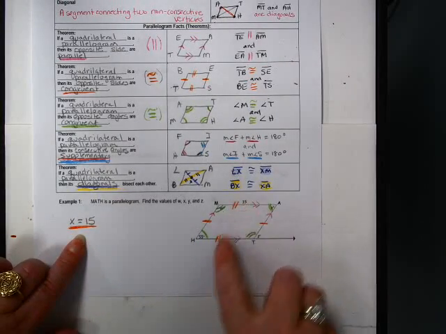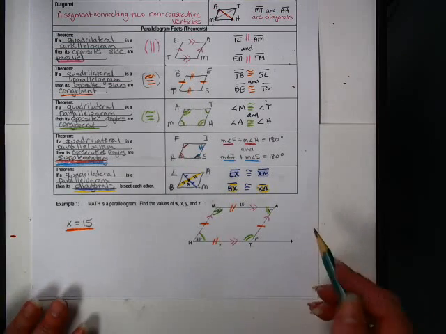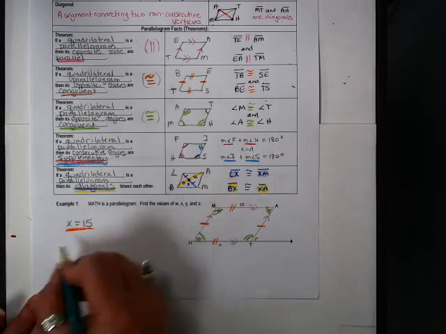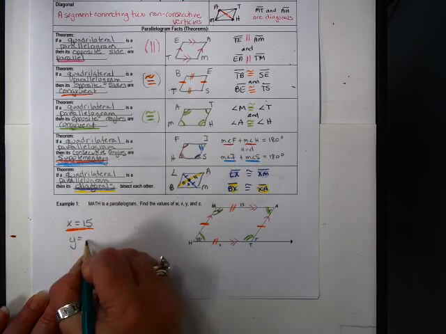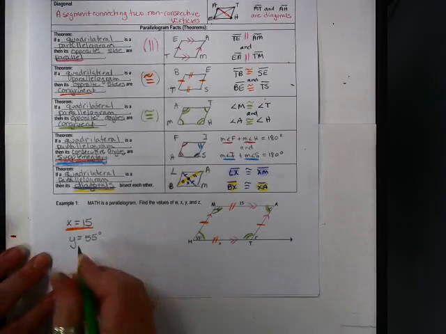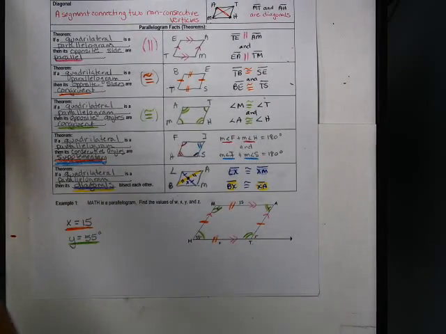Okay, so that came from this. Congruent sides. All right, next we have Y. Look here. Y, green, green. Y equals 55 degrees. So I highlight that in green because that's where it came from. It was because of opposite angles congruent.